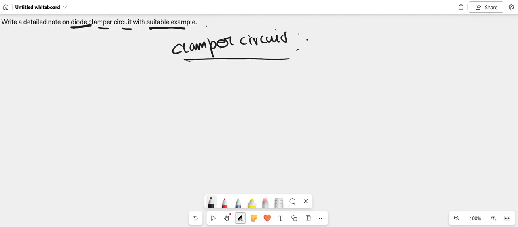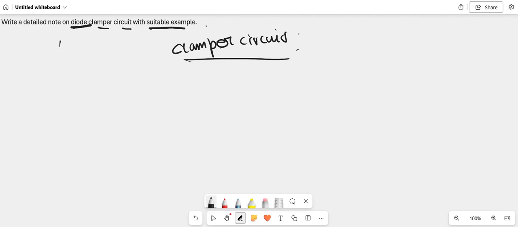So we are going to discuss the clamper circuit, right? So what is a clamper? A clamper is an electronic device that will clamp the DC level of our input signal to a different DC level, or we can say to a desired DC level.